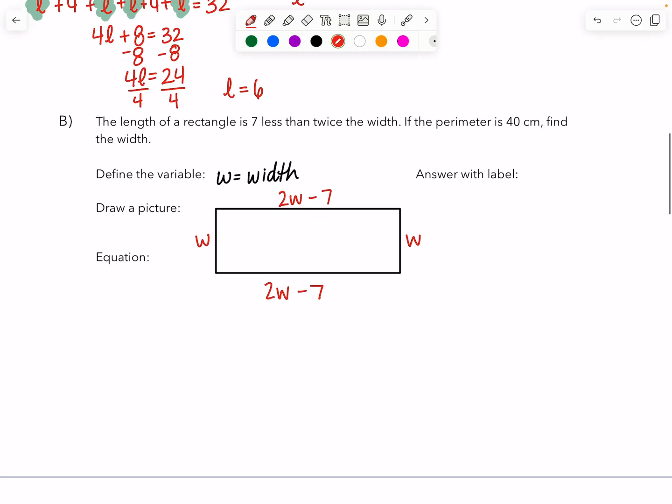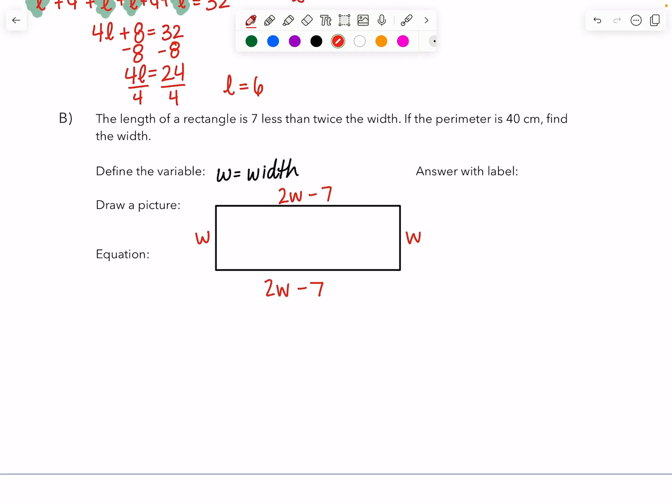Okay. All right, from here, let's make our equation. I'm going to start here with W, 2W minus 7, W, 2W minus 7. Actually, I think I want to write it in black. So W plus 2W minus 7 plus W plus 2W minus 7. And then equals, it says my total perimeter is 40 centimeters.